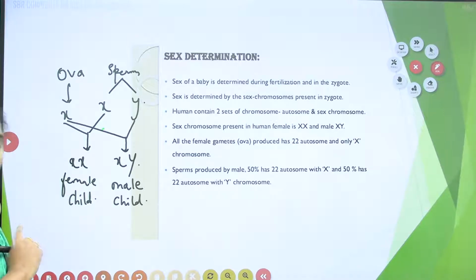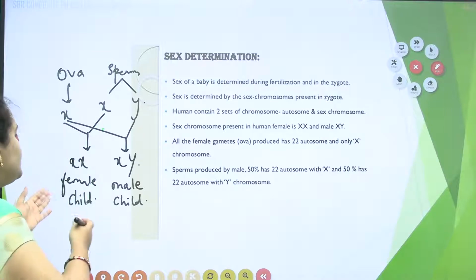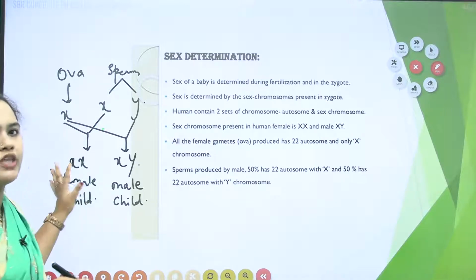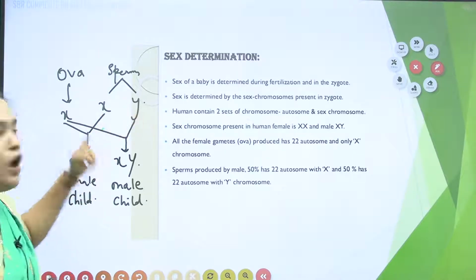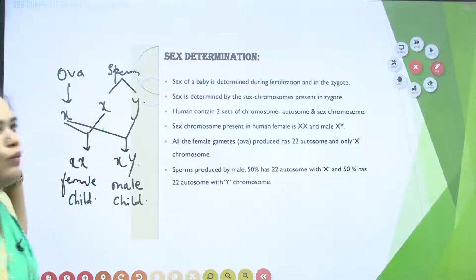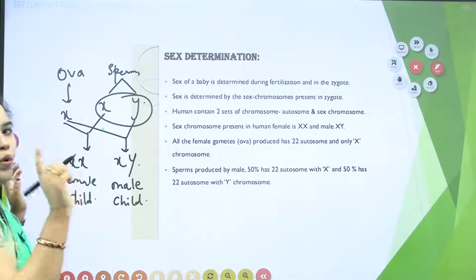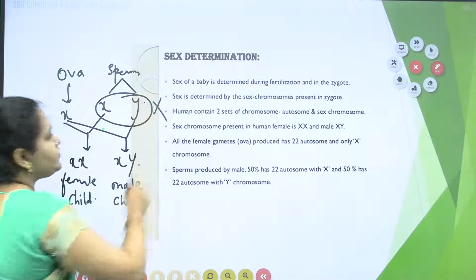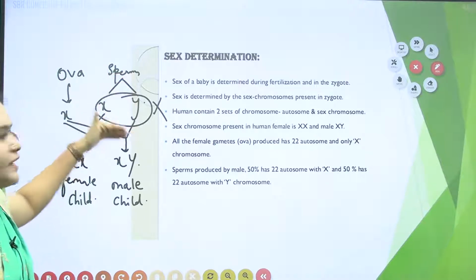Mother is not at all involved in the formation of the sex of the child. It is only and only the father who is mainly responsible for the formation of either a male child or a female child, because it is the father who will be carrying the two types of sperms. One sperm will be carrying the X chromosome, another sperm will be carrying the Y chromosome. And again, remember, not both the chromosomes, either X chromosome or Y chromosome.